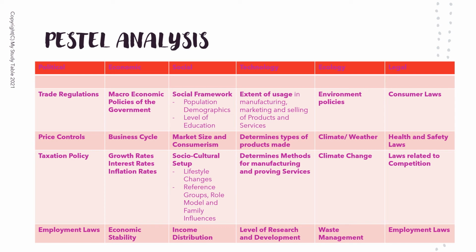The second factor is the economic factor. Now, all businesses will definitely be affected by economic factors, whether it is national or global. So organizations need to analyze factors such as the macroeconomic policies of the government, business cycle, the rates, which is the growth, interest and inflation rate, the economic stability. All of these need to be analyzed so that we can understand the working of the economy and therefore strategize accordingly.